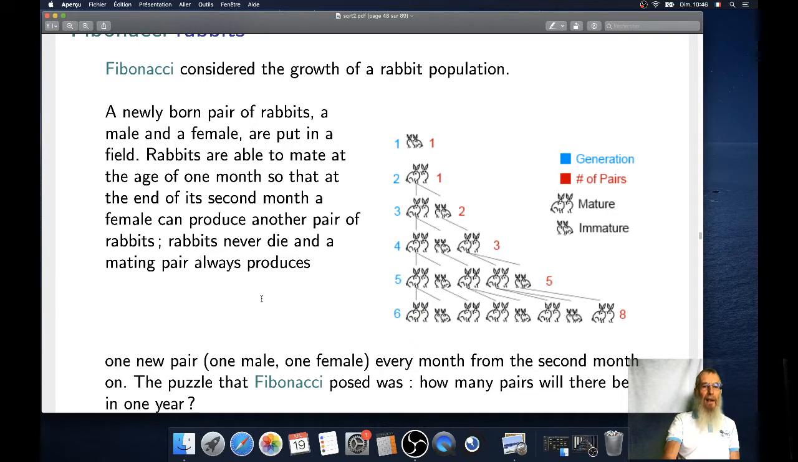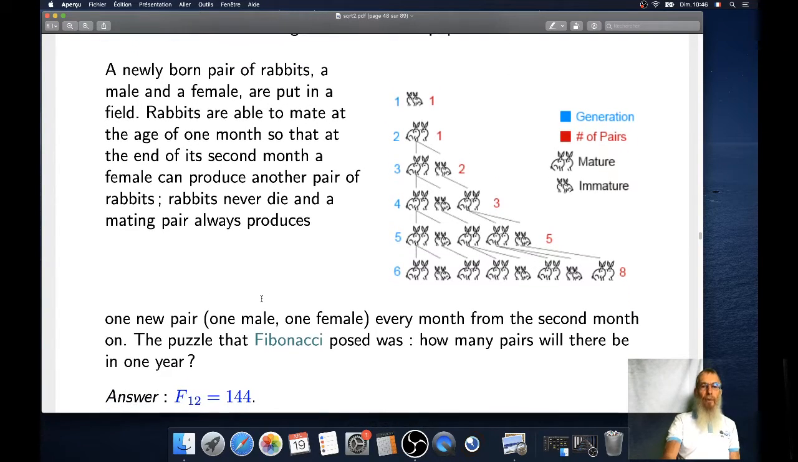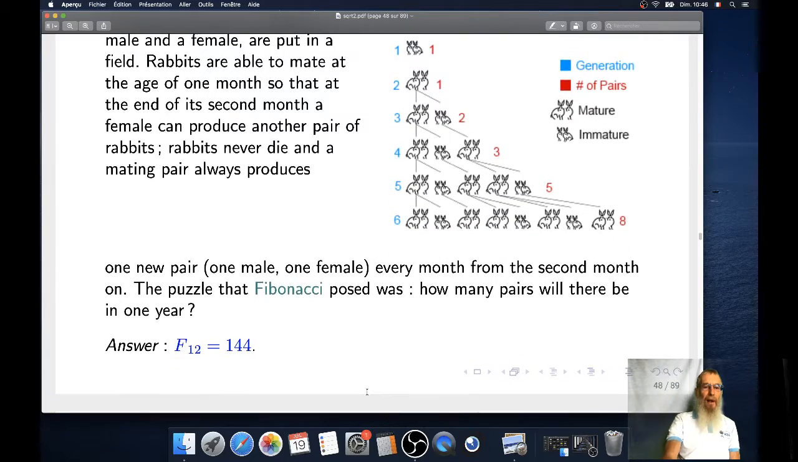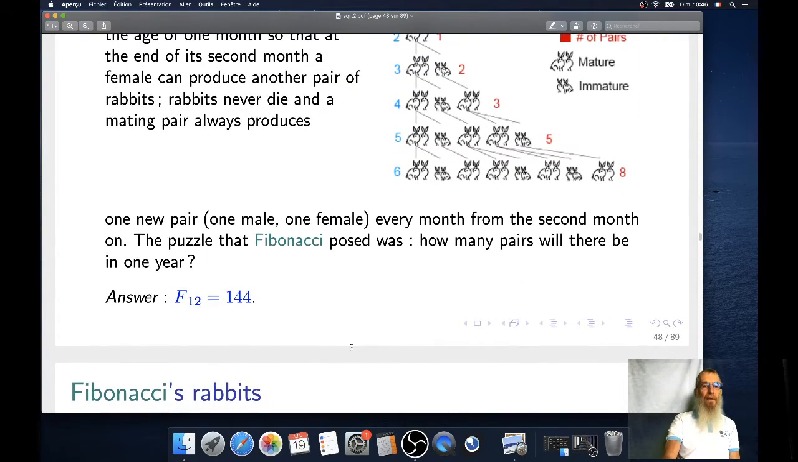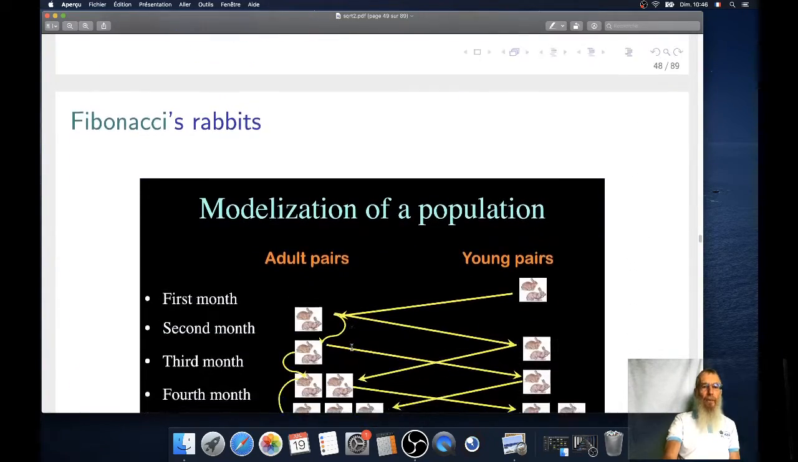Rabbits never die, and a mating pair always produces a new pair. So you look at how many rabbits there are altogether, and the puzzle is how many pairs will there be in 1 year? 1 year is 12 months, and so it's the number of the Fibonacci sequence of index 12, and this number turns out to be 12 squared, 144.